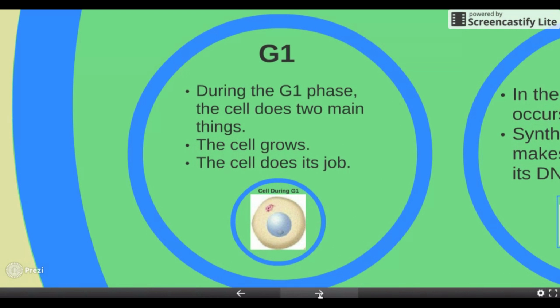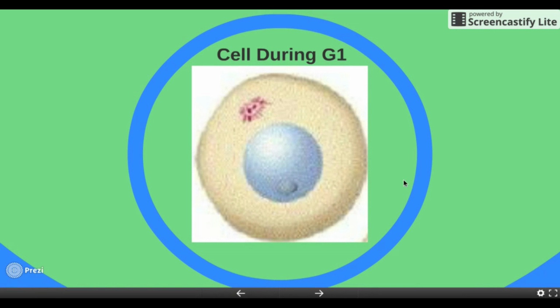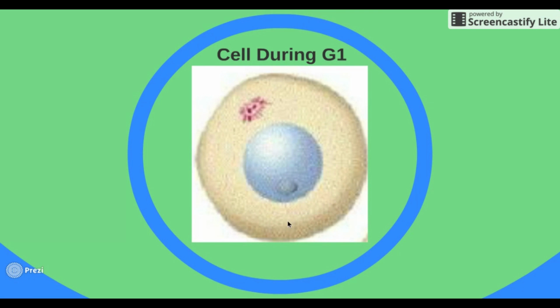During the G1 or growth phase 1 stage, the cell does its job and performs its normal functions. It also begins to grow. This is the longest period of interphase. This is a picture of what a cell looks like during growth phase 1 of interphase. Notice it still has the nucleus, nucleolus, and centriole.